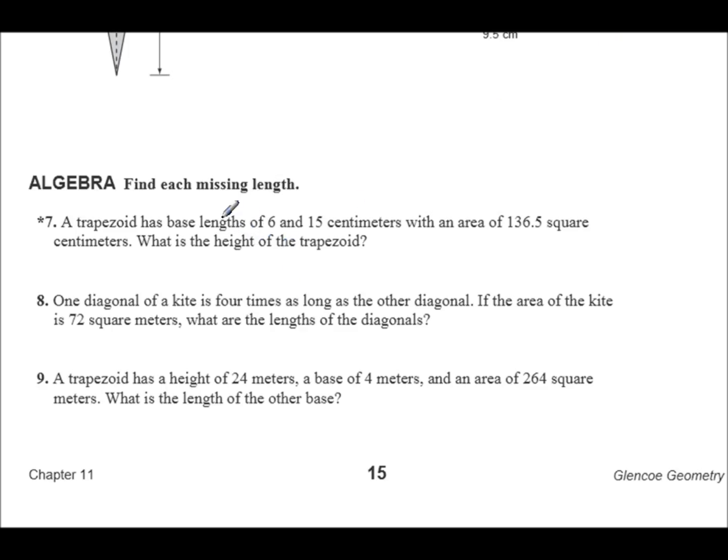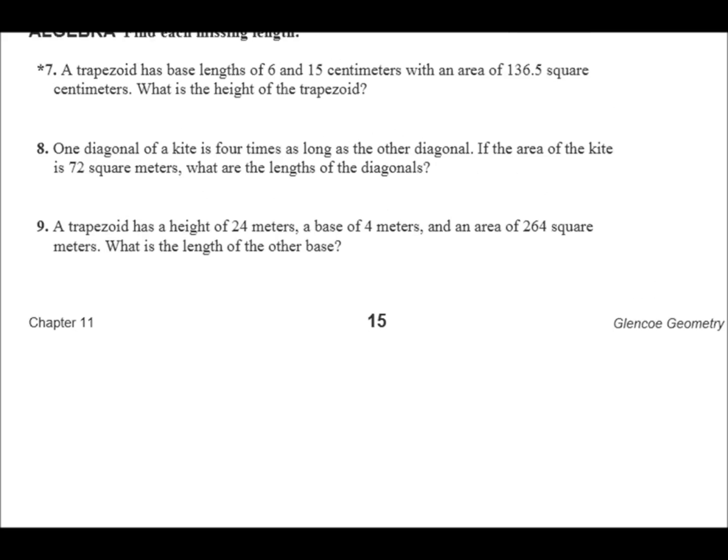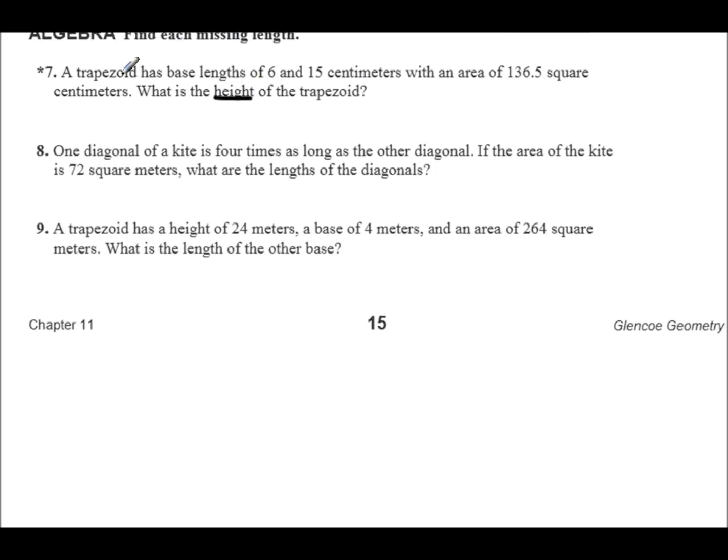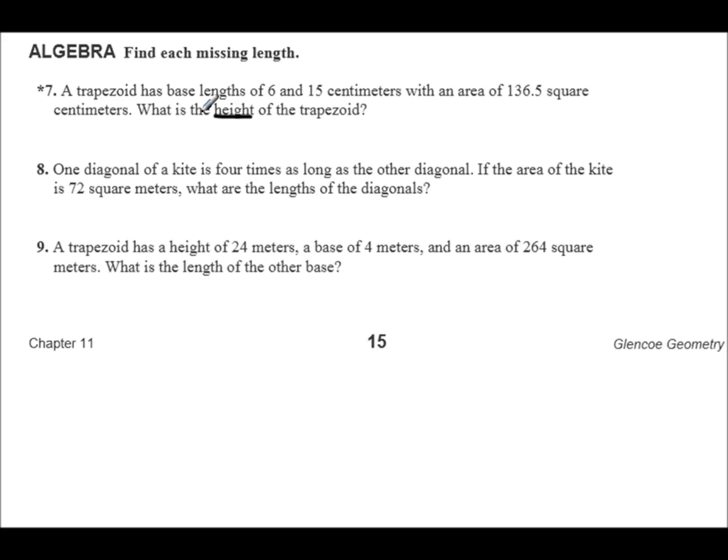Okay, number 7, we have to work backwards here in order to find the height of a trapezoid. So we have a trapezoid with base lengths of 6 and 15 and an area of 136.5 square centimeters. So the formula for the area of a trapezoid is 1/2 the height times the sum of the bases. And to fill in what we have, they gave us the area is 136.5, so that equals 1/2 the height, which is what we're looking for, times the sum of the bases, so times 6 and 15.